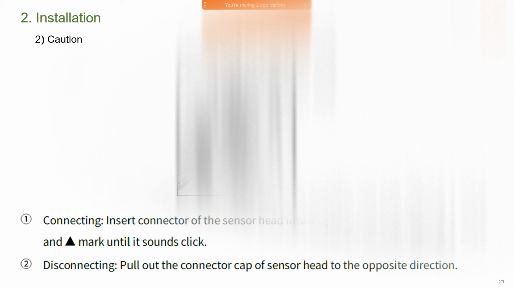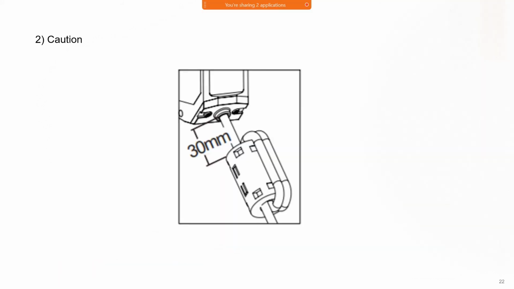For the connection between the BDA1 amplifier and the sensor head, you must follow this arrow. On the unit there is an arrow, so you must refer to the arrow to connect with the amplifier. Make sure the distance for the sensor head is 30 mm. You need to install this noise filter, which is important to get a stable reading of the displacement.